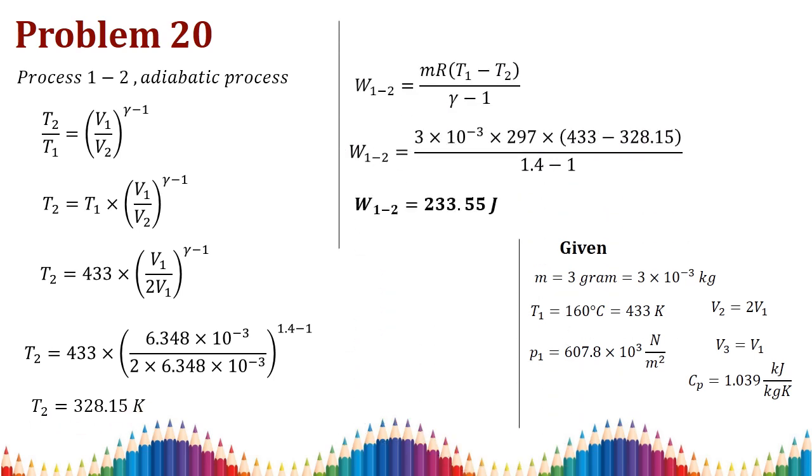Then the work done of 1 to 2, for a reversible adiabatic process, is m R into T1 minus T2 divided by gamma minus 1. We found gamma from the previous slide. Substitute all the values and you will get the work done of 1 to 2 as 233.55 joule.